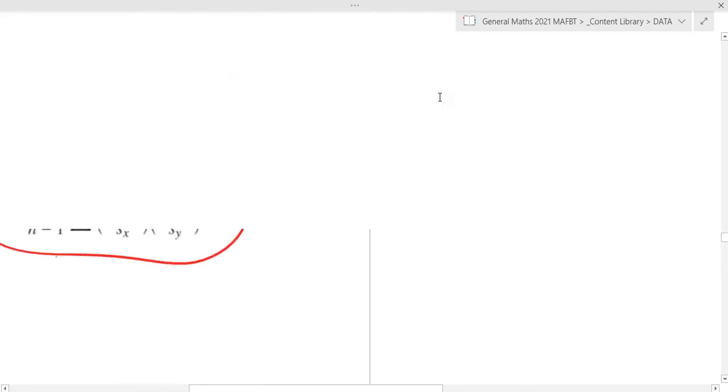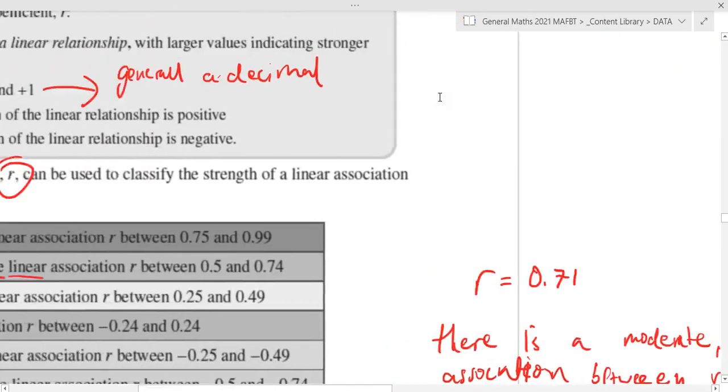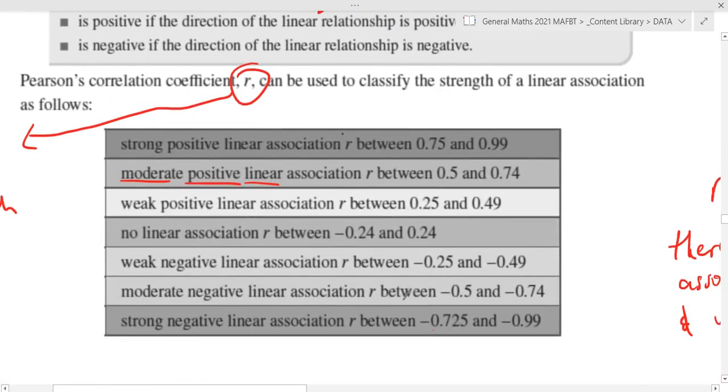Well, you can use this table. Remember this. You can use this table to figure out where 0.818 falls. Well, it falls in between this bracket, 0.75 and 0.99. So if you're going to interpret it, it's a strong positive linear association.